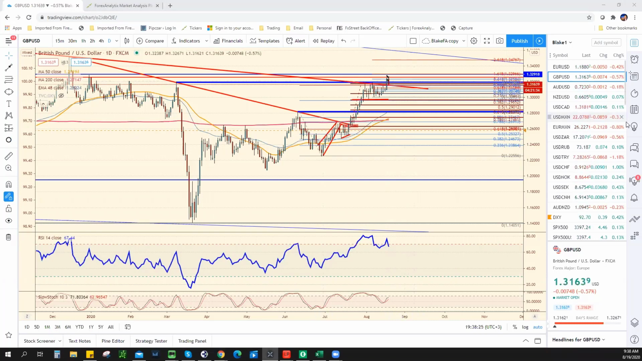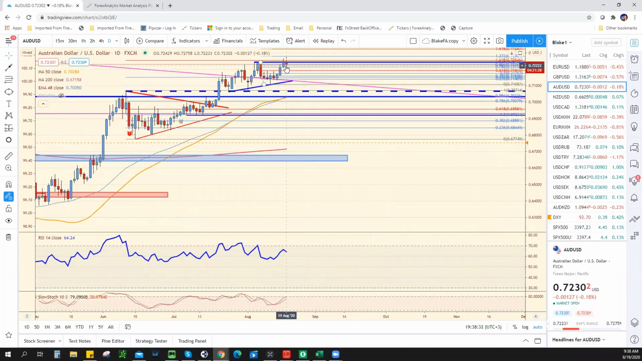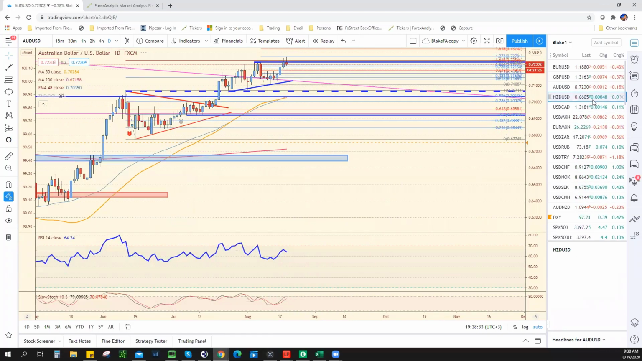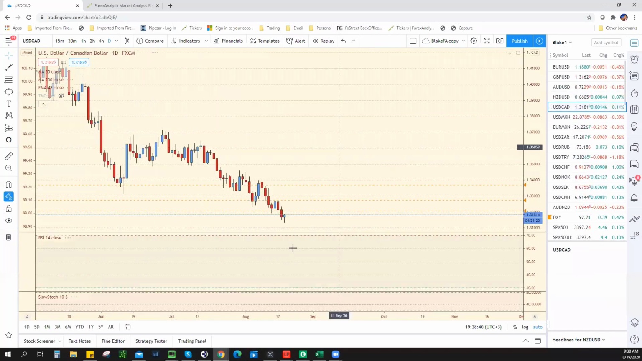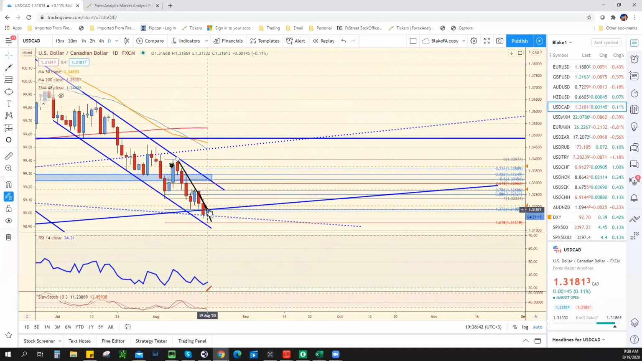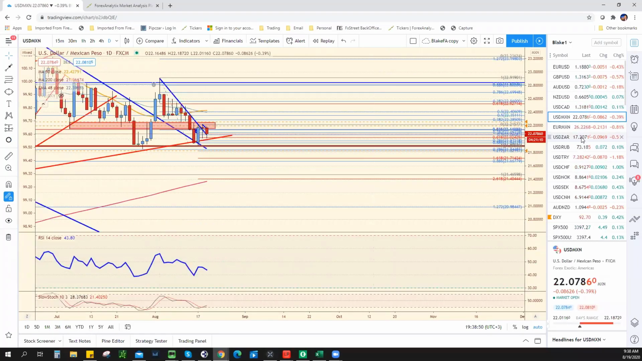The Aussie dollar, close to where we're at now would be bearish. You look at the Kiwi setting up a gravestone doji, especially if we close below 66 cents. The dollar Canadian, a move and a close back above 132 would be bullish. Dollar Mexican peso is just kind of bouncing around. Not too excited about it at the moment.